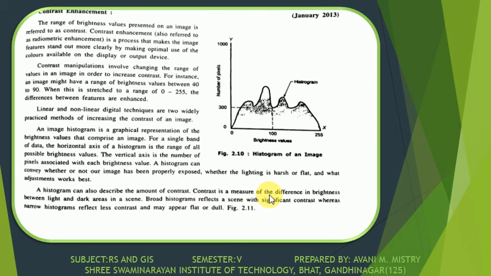Histogram can also describe the amount of contrast. Contrast is a measure of the difference in brightness between light and dark areas in the scene. A broad histogram reflects a scene with significant contrast, whereas a narrow histogram reflects the least contrast and may appear flat or dull. Okay.